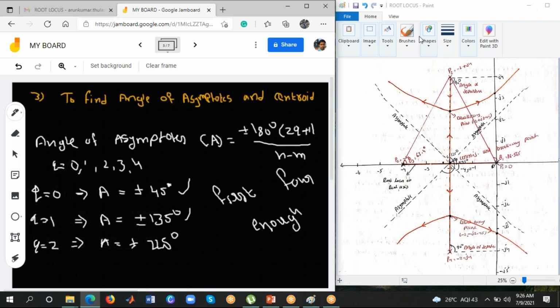Now take the protractor and keep it on the centroid. And keep the protractor here.